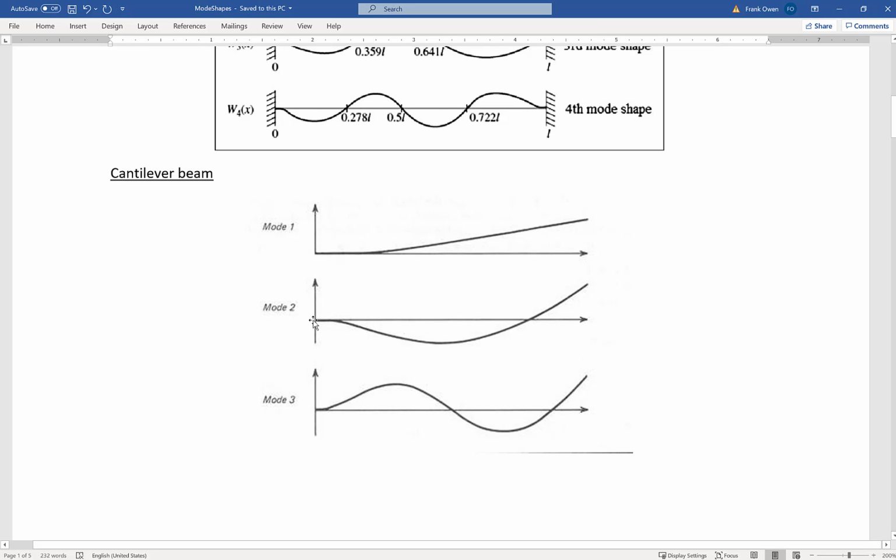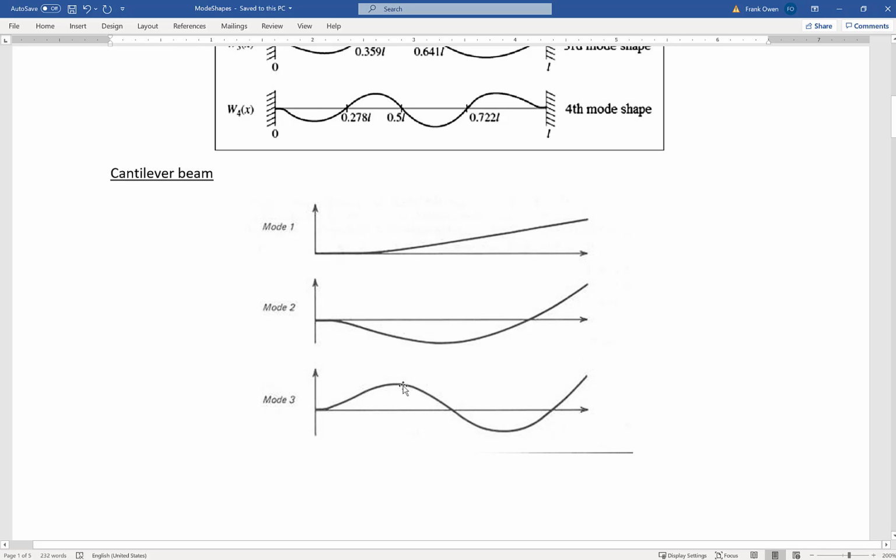We have the original node over here on the left, and then we have this node here where the beam passes through there. But we have two antinodes. So we have a node, we have two antinodes, that one there and that one there. If we keep going down, one node, two nodes, three nodes, one antinode, two antinodes, three antinodes.